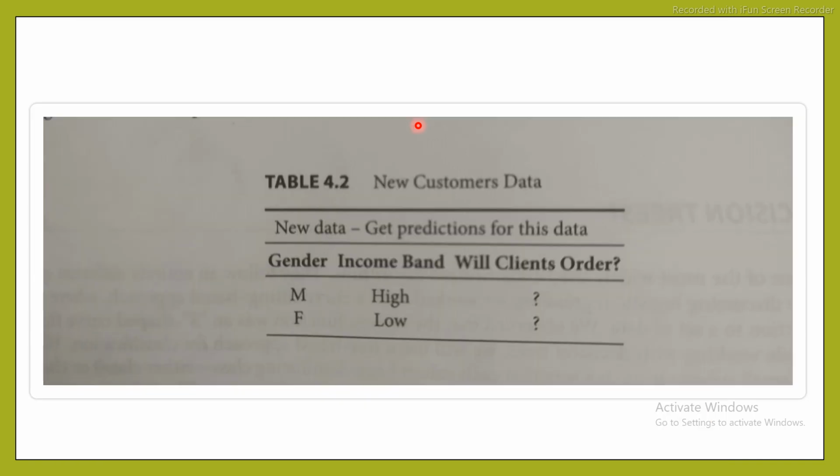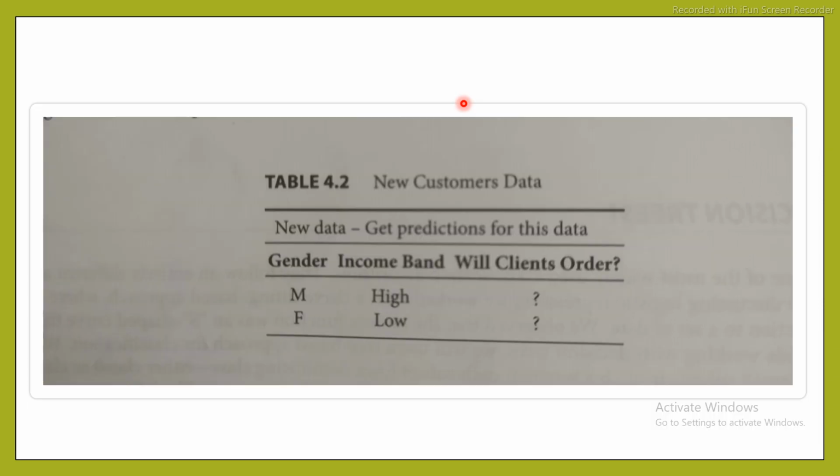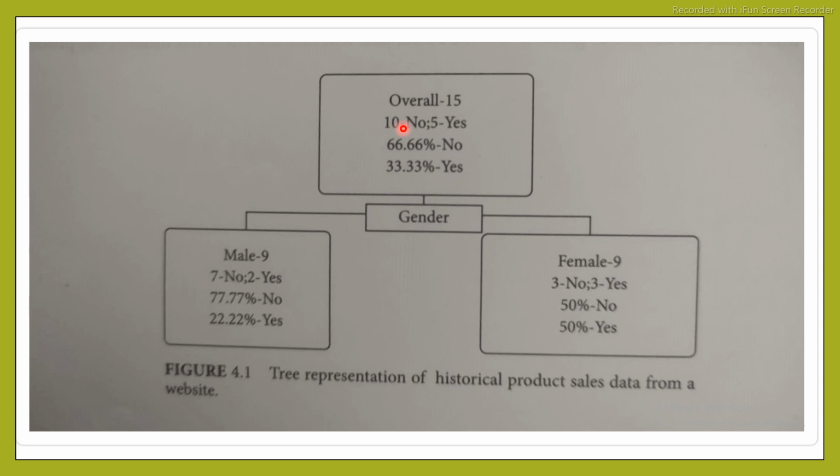Let's say this is test data, and now you have to predict. A person is, let's say, male with high income: is he going to order the product or not? If female with low income, is she going to order the product or not? Now we have to predict it. Overall, there are 15 such instances, 15 such records. There were 10 no and 5 yes class. 66% of people said no and 33% said yes to buying the product.